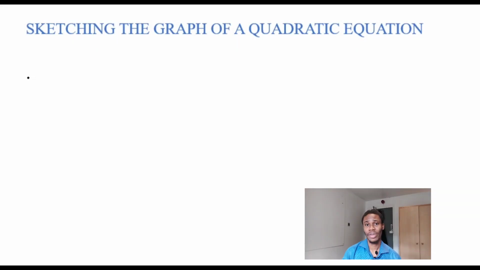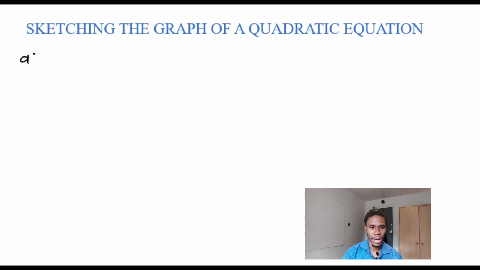In this video, I'm going to show you how to sketch the graph of a quadratic equation. So let's get straight into it. The graph of a quadratic equation is usually parabolic in nature, and in drawing it, there are three things that you would need. The very first one is called the axis of symmetry, which is given by the formula x equals minus b over 2a.